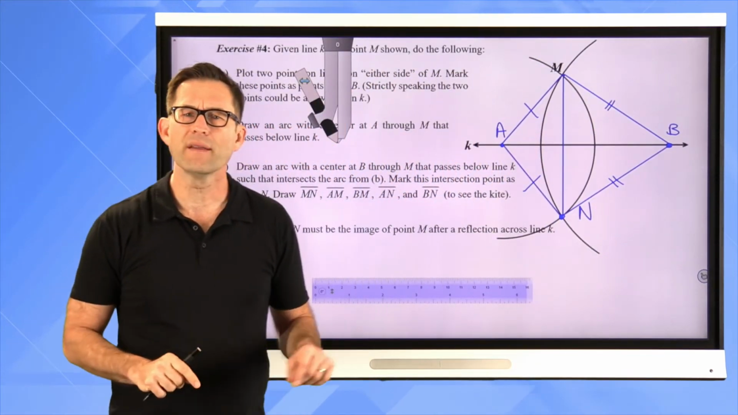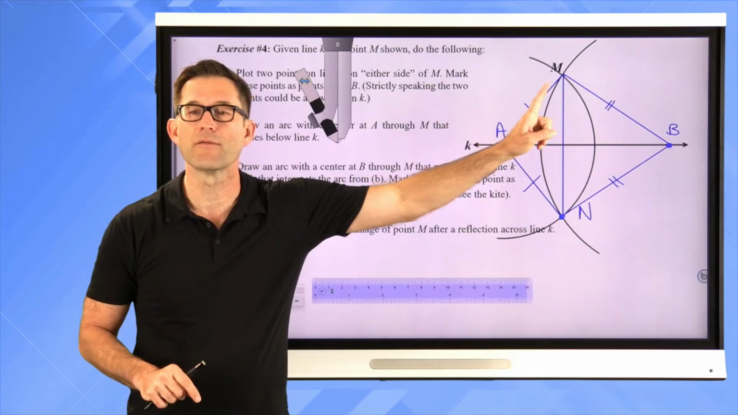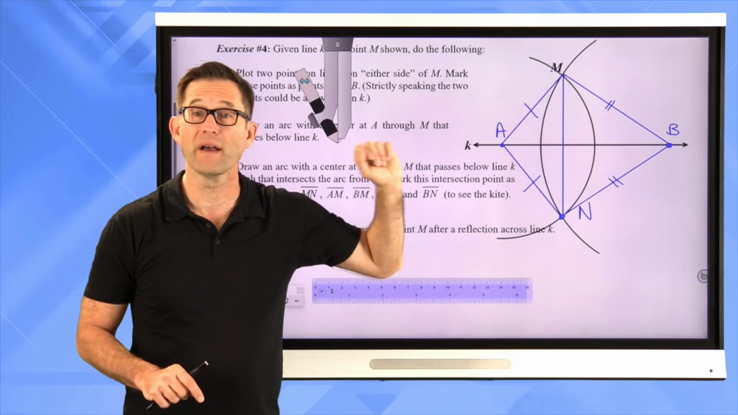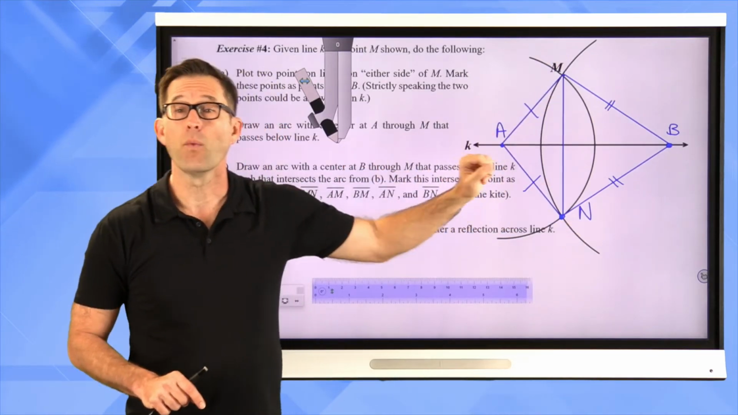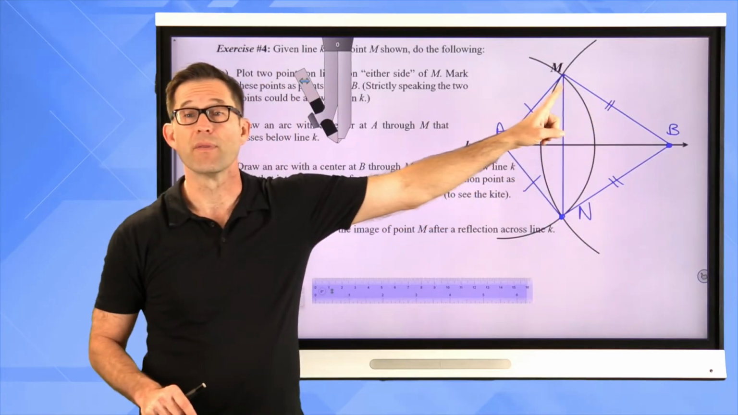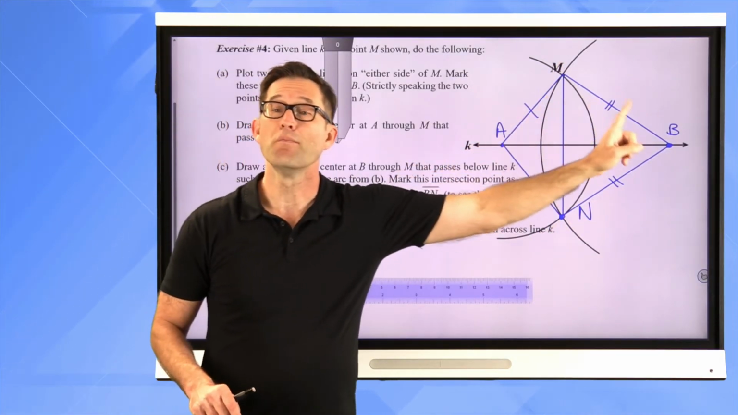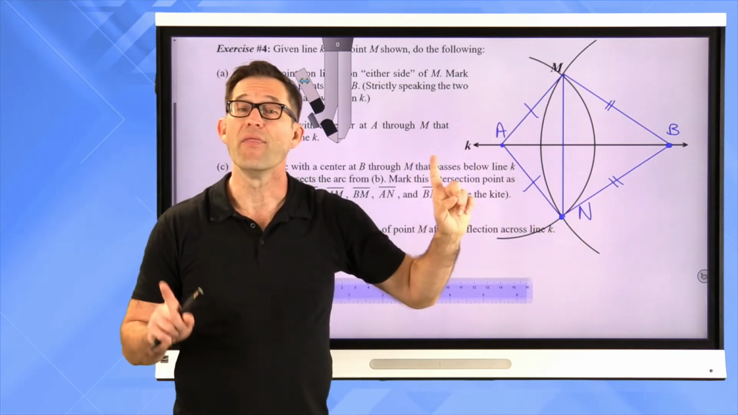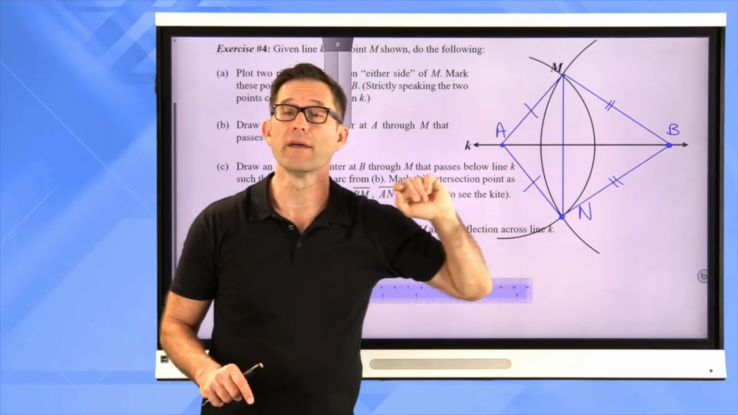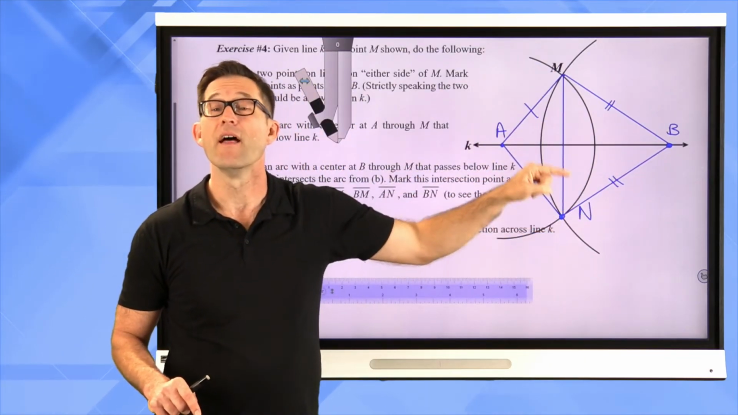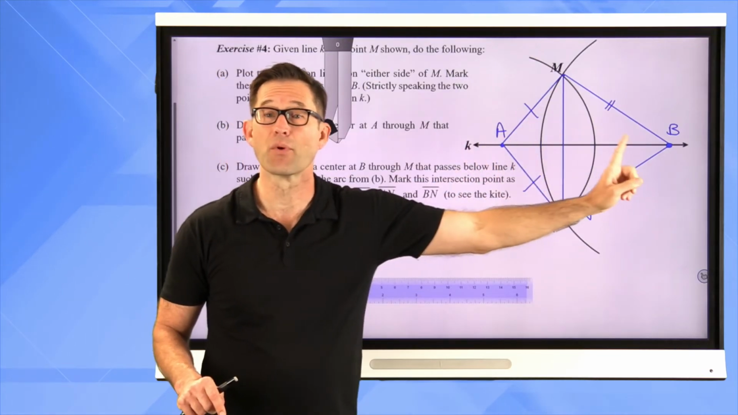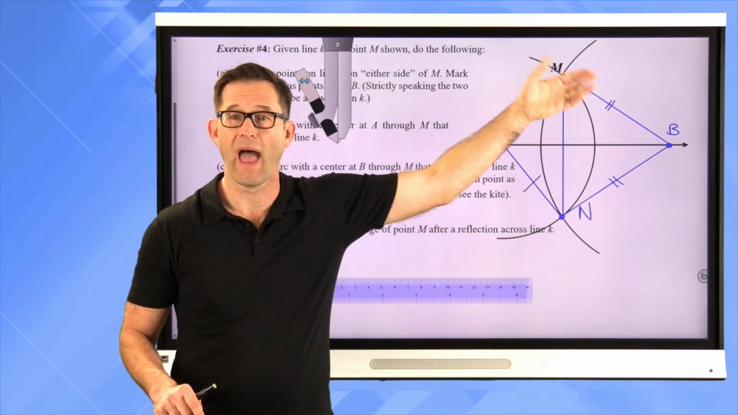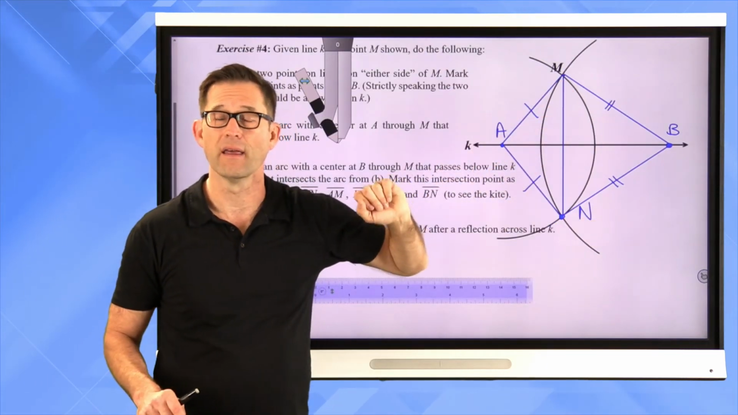Now what does that tell you? That tells you that point A is equidistant from the endpoints of MN. And that means point A must lie on the perpendicular bisector of MN. Likewise, B is equidistant from the endpoints M and N, so B must also lie on the perpendicular bisector of segment MN. And that means that if A and B lie on the perpendicular bisector of MN, then in fact K is the perpendicular bisector of MN, and N is the image of M after a reflection across line K. So let's get that down.